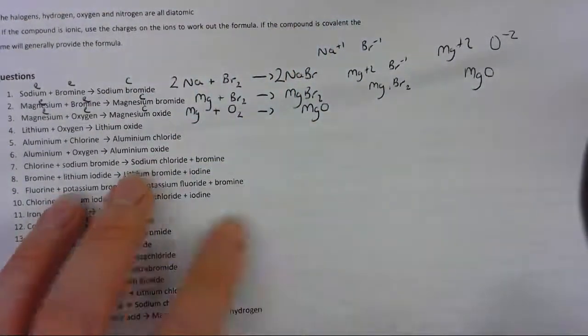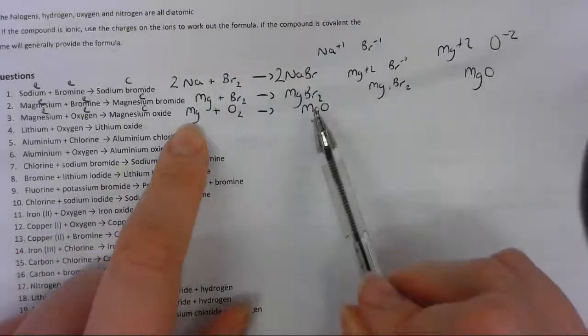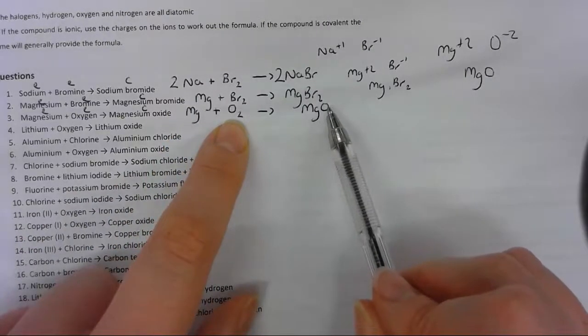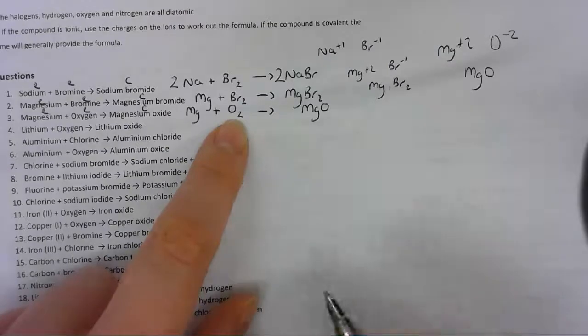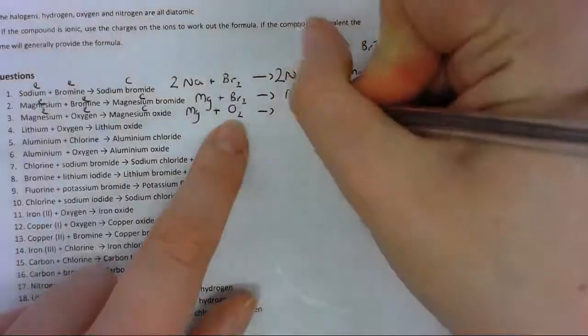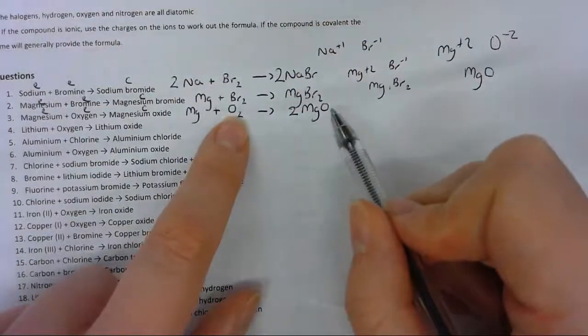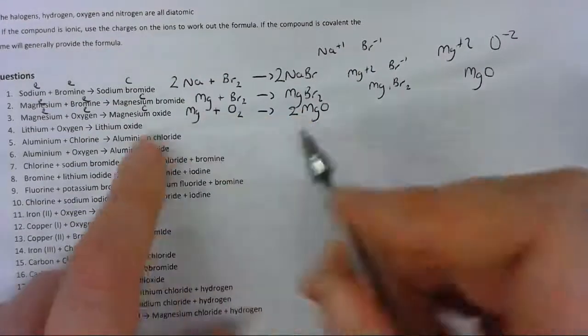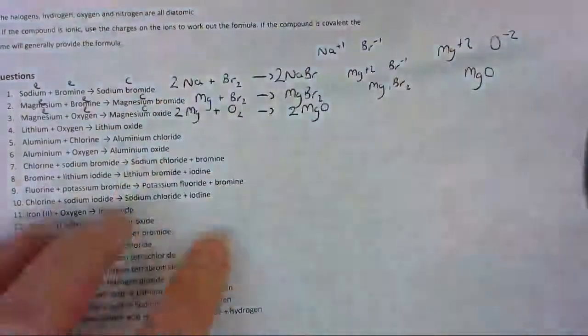Again, I can see that this is not balanced. I've got the right number of magnesiums on each side, but I've got 2 oxygens here and only 1 oxygen here. To balance, I need to use a large number. I have to put it at the front. Now I've got 2 oxygens on each side, but in doing so, I've now got 2 magnesiums on the right. I need 2 magnesiums on the left.